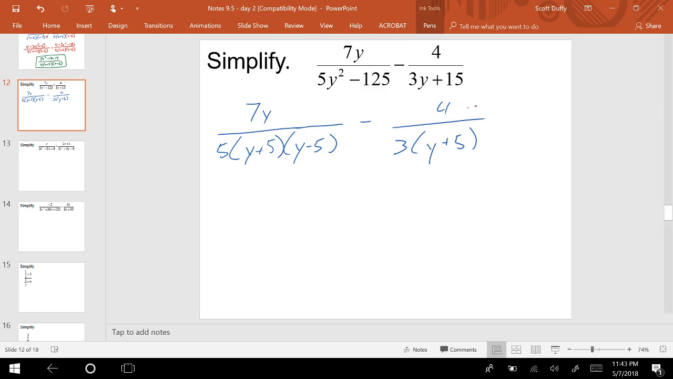So multiply both the top and the bottom by 5. Does it have anything else that the bottom of the right doesn't? Yeah, it has a y minus 5. So multiply both the top and the bottom by y minus 5.